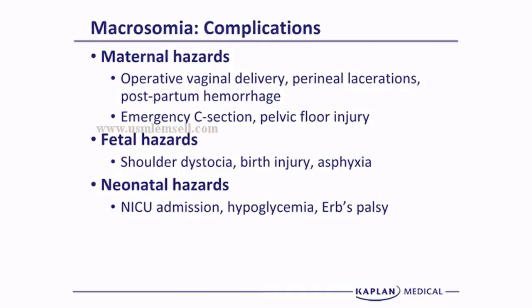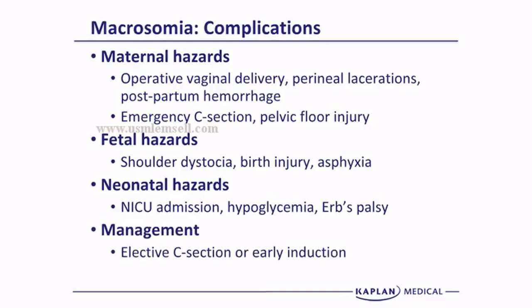So what do you do? What is the management? Well, if a mom has diabetes, an estimated fetal weight of 4,500 grams or more, it would be reasonable to offer an elective cesarean. If the mom does not have glucose intolerance, and the estimated fetal weight by ultrasound is over 5,000 grams, that would also be appropriate to offer the mom elective cesarean. But as I said before, we are not very accurate in predicting fetal weight. And a lot of these babies that we do cesareans on may not turn out to be as big as we thought.